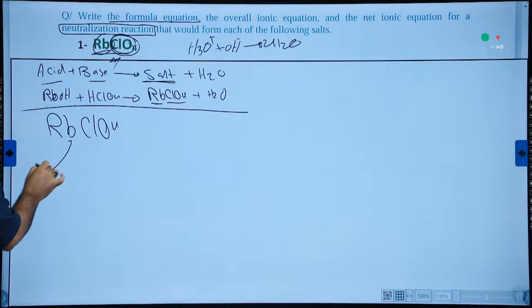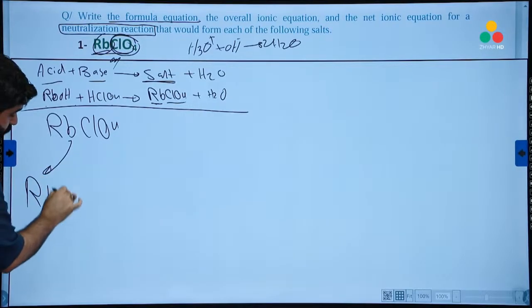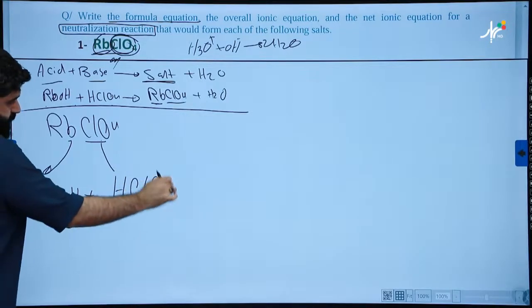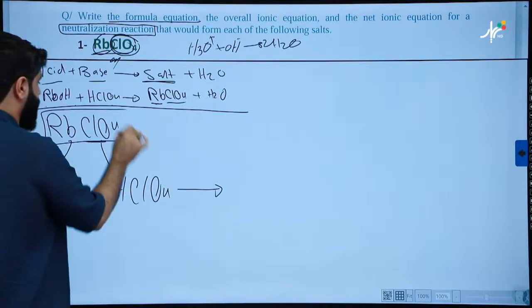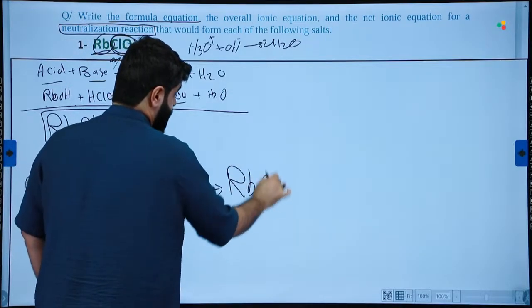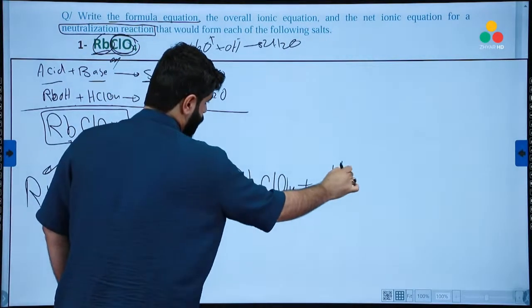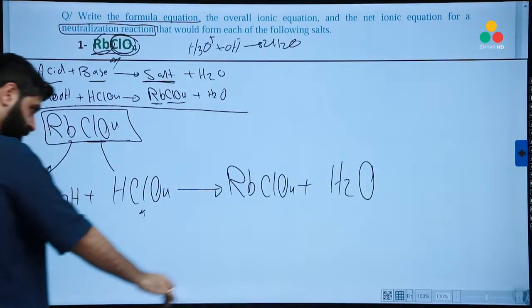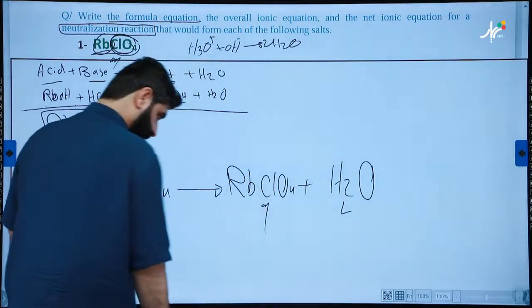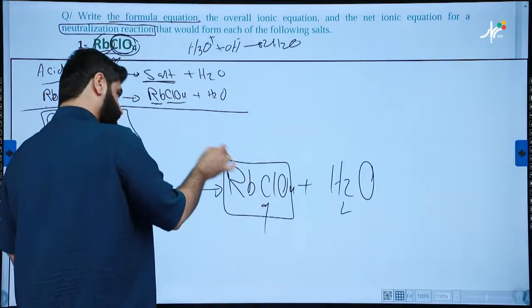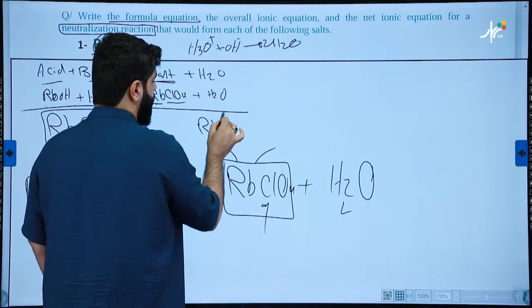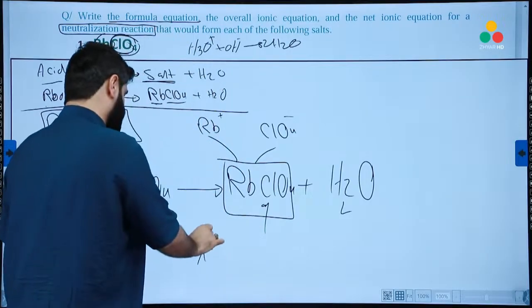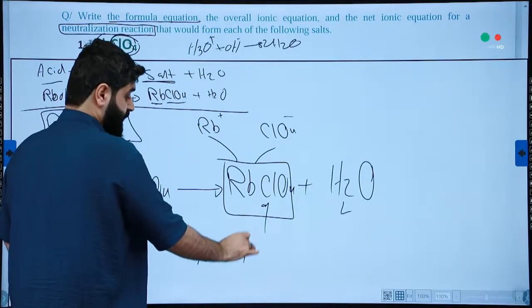RbClO4 has been obtained from the reaction between RbOH plus HClO4. The salt is given directly, which is RbClO4 plus what? H2O. Good, it's balanced itself. The physical states: this one is AQ, this is liquid. The salt is AQ, so the ions of the salt will become the spectators, Rb plus and ClO4 minus. These are the spectators, and the net ionic equation will be this without thinking.